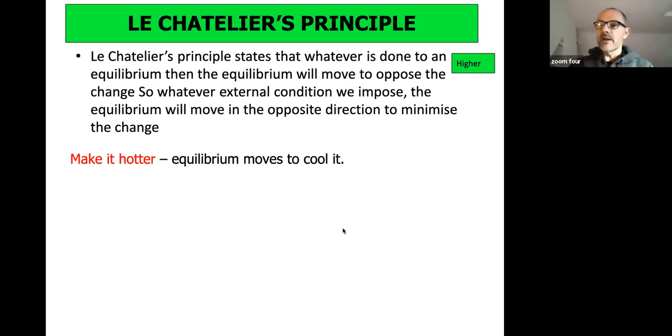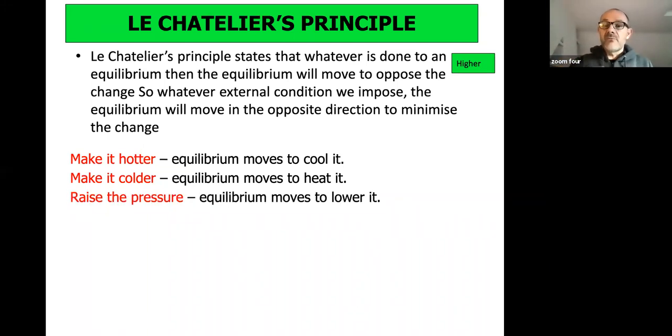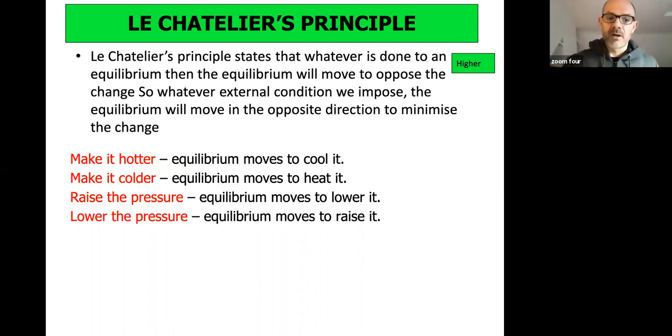So if you make it hotter, the equilibrium will move to cool it down. So if you've got exothermic in one direction and endothermic in the other direction, the endothermic reaction will speed up in an attempt to cool it down. If you make it colder, and you've got exothermic in one direction, endo in the other, the exothermic reaction will speed up in an attempt to heat up your equilibrium. If you raise the pressure, it will try and reduce the pressure. And if you lower the pressure, it will try and raise it.